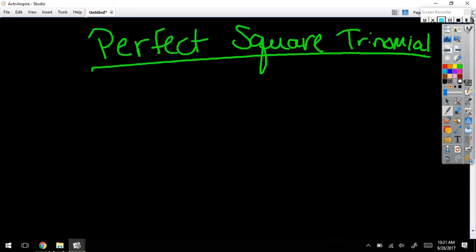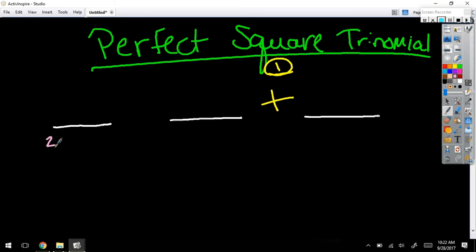If I have a trinomial that has 3 pieces, okay? Criteria number 1: the second sign is a plus. Criteria number 2: the 2 ends are perfect squares. This is a perfect square, and this is a perfect square. They have to be perfect squares.